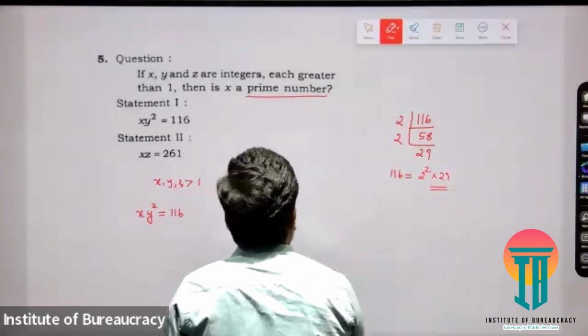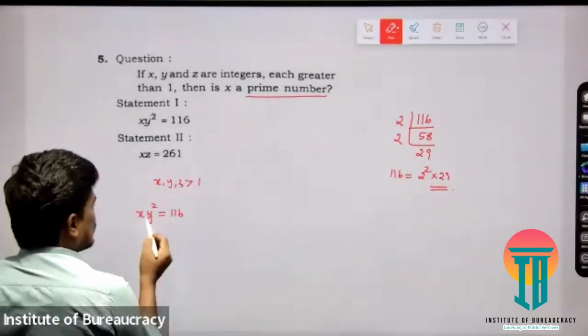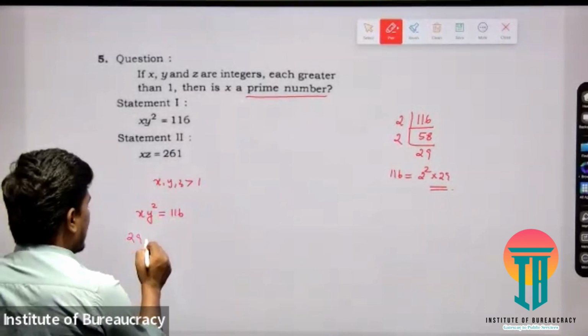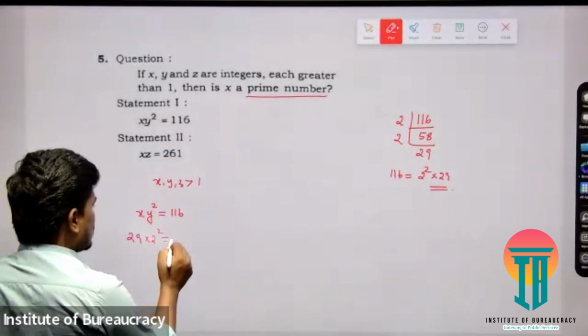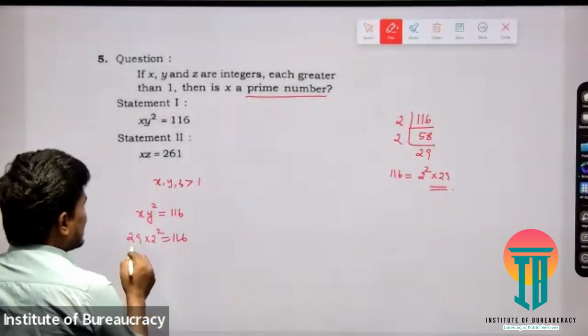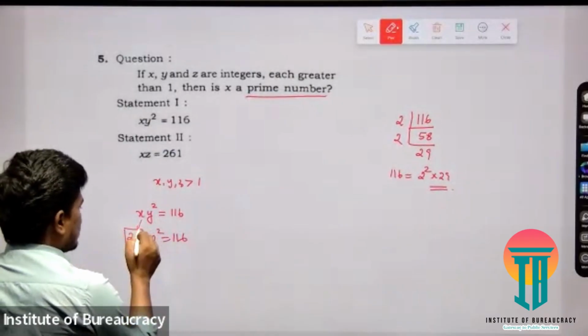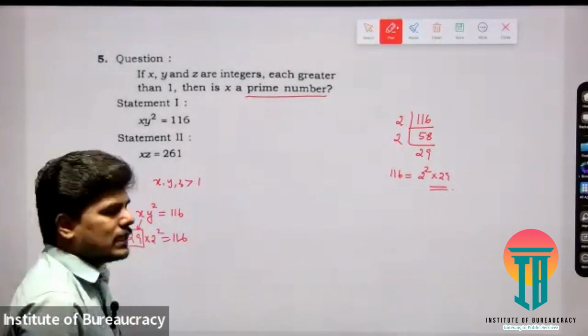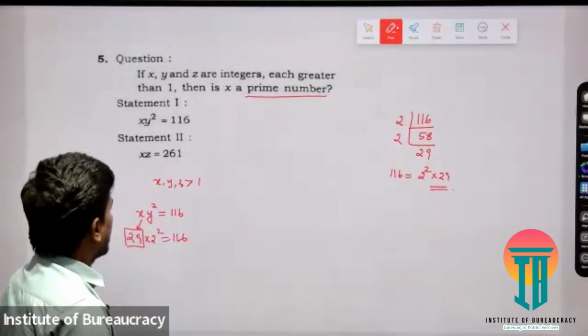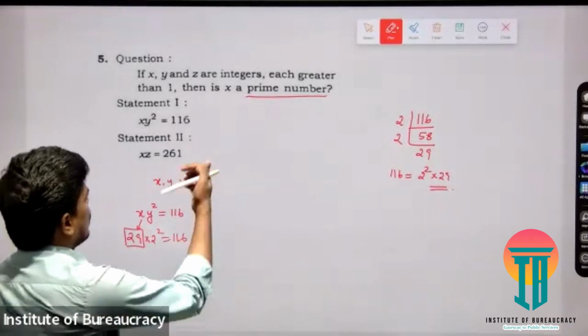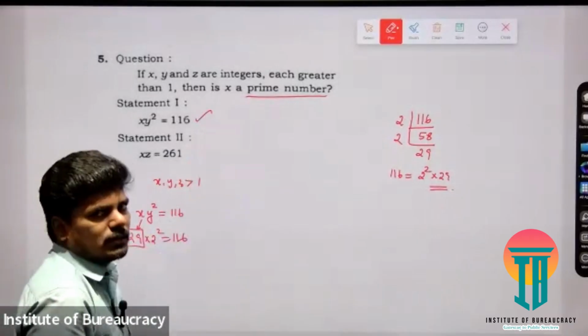If you look at how they have written it here, x y square, one number is squared. Therefore, it is 29 into 2 square, which is equal to 116. So, is x a prime number? That's the question. Here in the place of x, we have 29. 29 is a prime number. So we are able to say x is a prime number using the first statement.